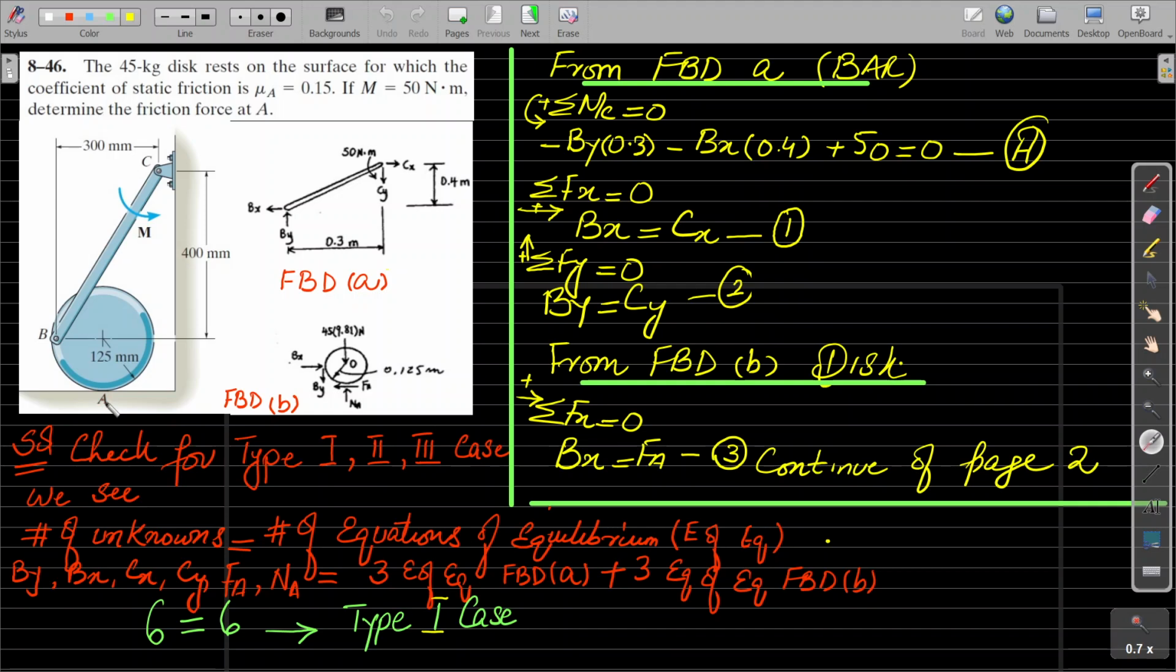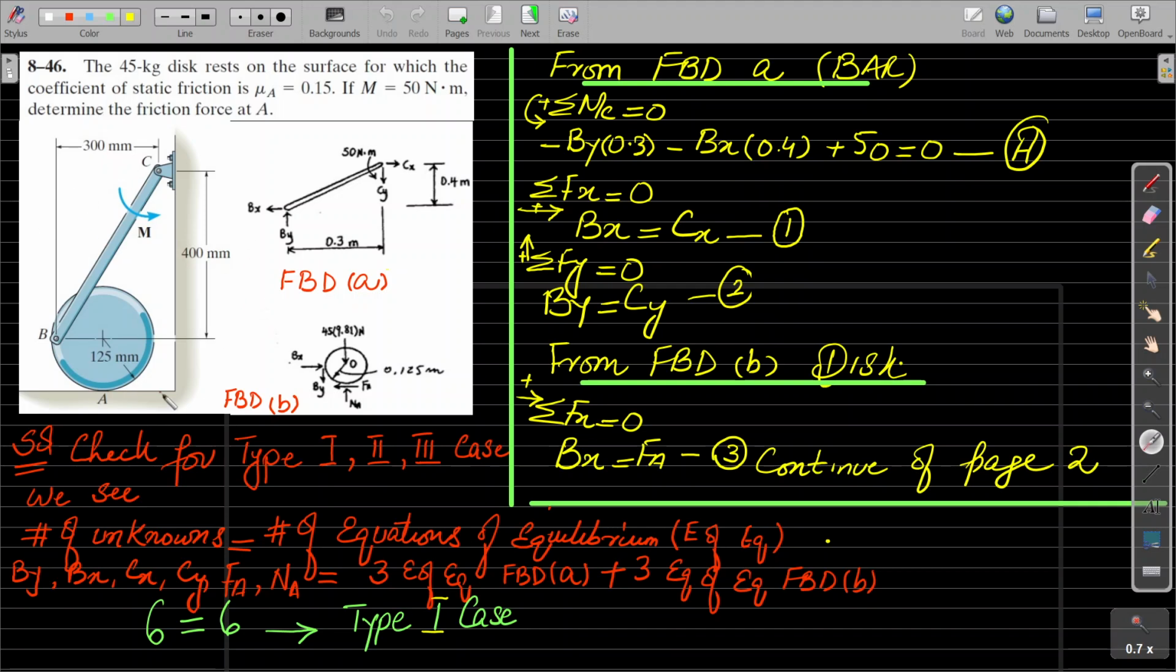Because of the motion, the friction force will be acting in the negative x-axis. To solve this problem, first we have to understand whether it corresponds to a type 1, type 2, or type 3 problem. We will break the system into two subsystems: one with a bar, and the other with a circular disc.